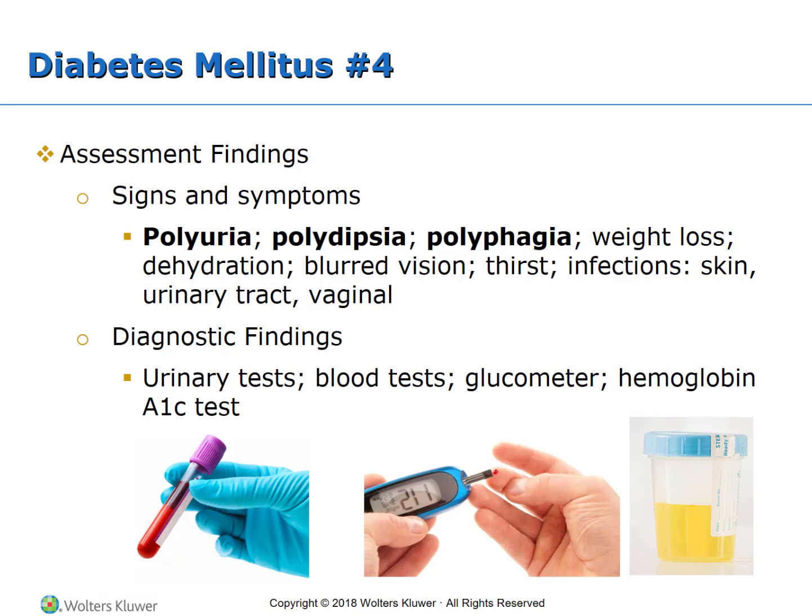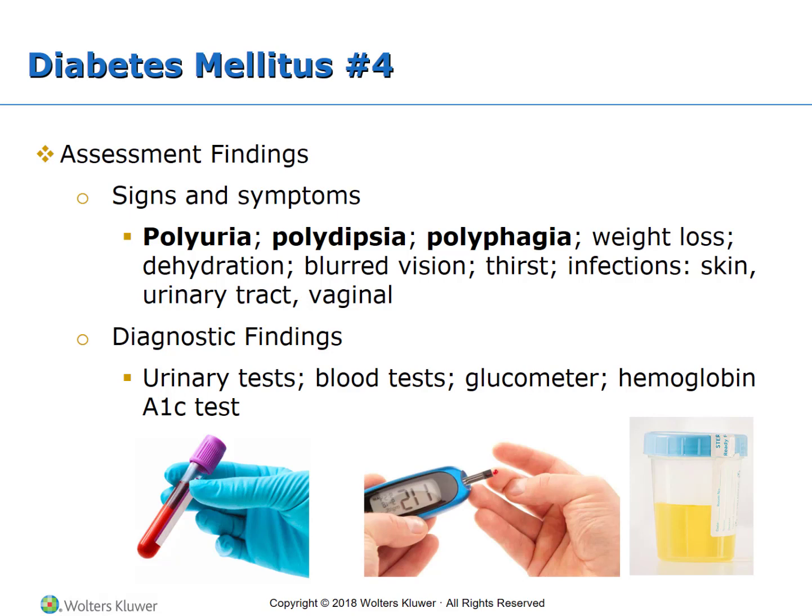And diagnostic findings, how do we diagnose someone with diabetes? We would take their urine tests to see if there's glucosuria in there, an excess amount of glucose. We can also check their blood sugar level using a glucometer, which is much simpler and faster.